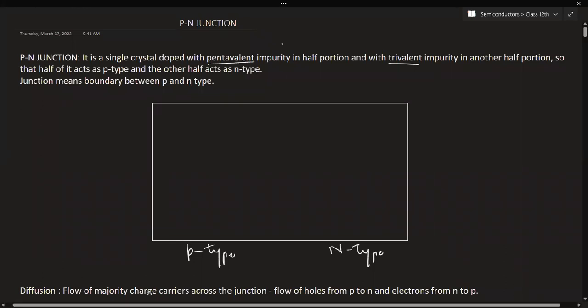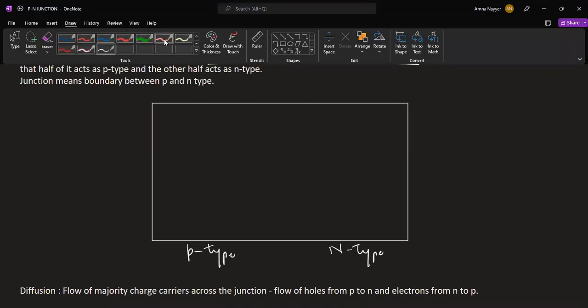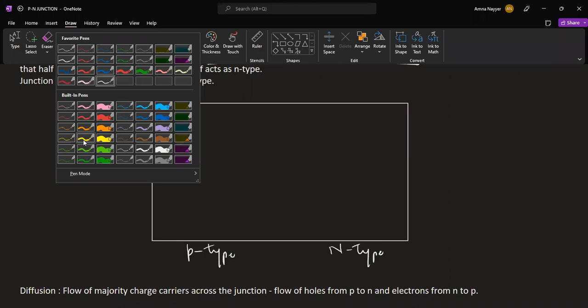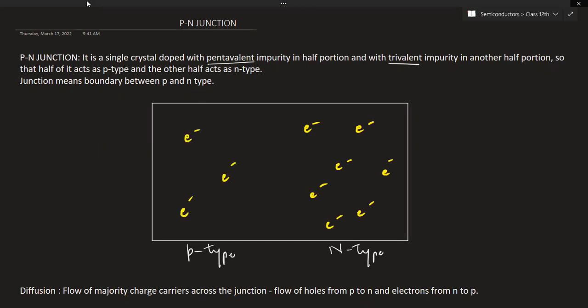Electrons. Good memory. So in N type, you have more electrons, while in P type, you have more holes present. Here, you will be having more electrons present, negatively charged ions. In N type, you have the majority charge carriers as electrons. Let's say these are the electrons that are present, and very few electrons will be present in P type.